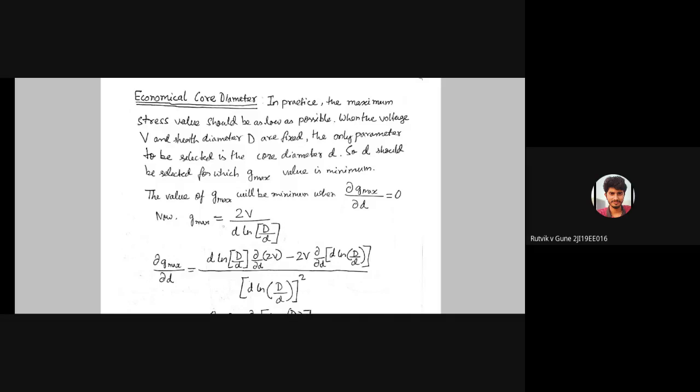Okay, I'll move to the next very small part, which is the economical core diameter. In practice, the maximum stress value should be as low as possible. When the voltage V and the sheath diameter D are fixed, the only parameter to be selected is the core diameter, small d. So small d should be selected for which g max is minimum. The value of g max will be minimum when, again a maxima-minima condition, delta g max divided by delta d equals 0.